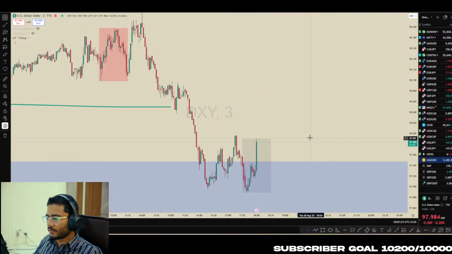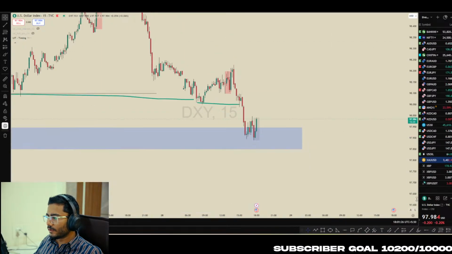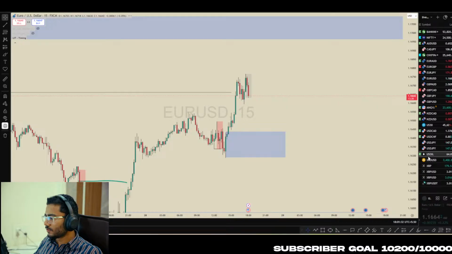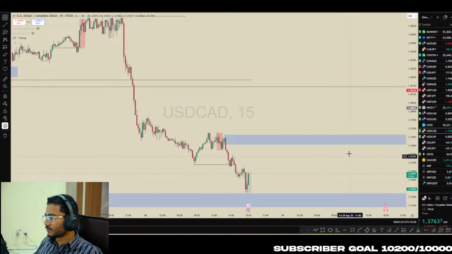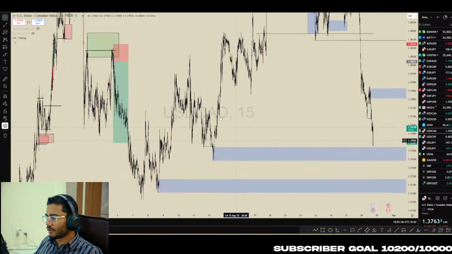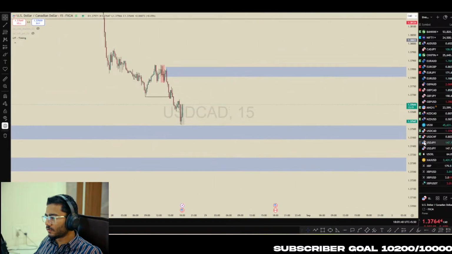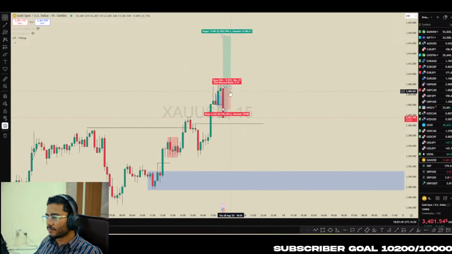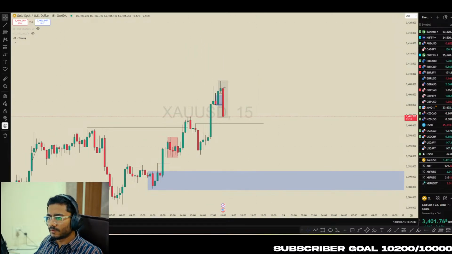I don't think so. Price can return. So maybe we can get a reversal on DXY. So probably Euro USD will start to go down from here. Okay, and let's wait for price to reverse from here.